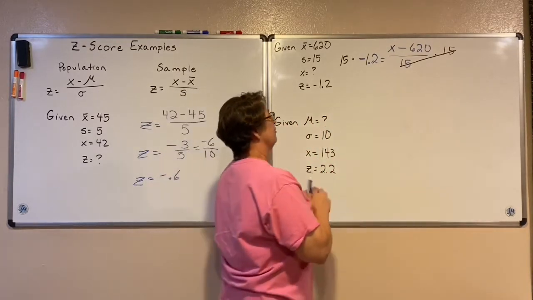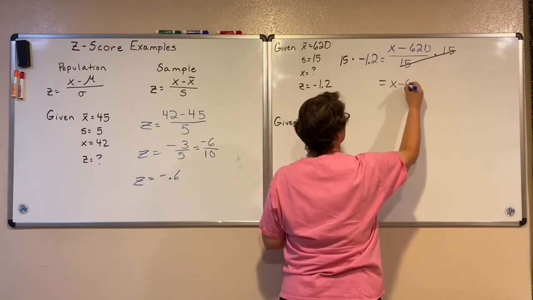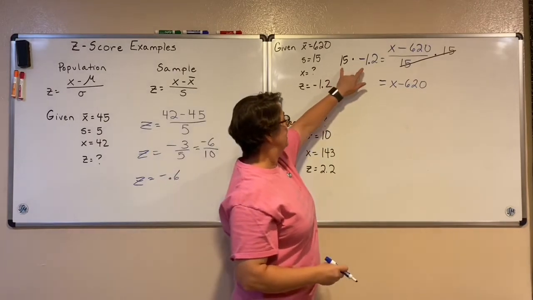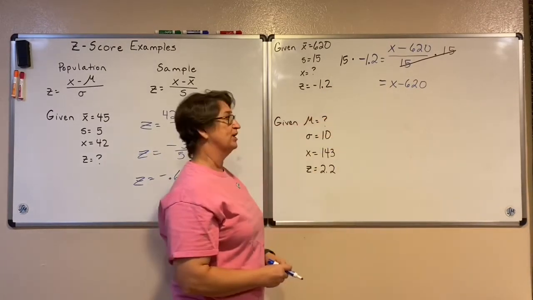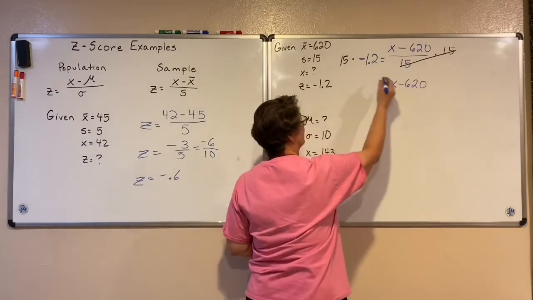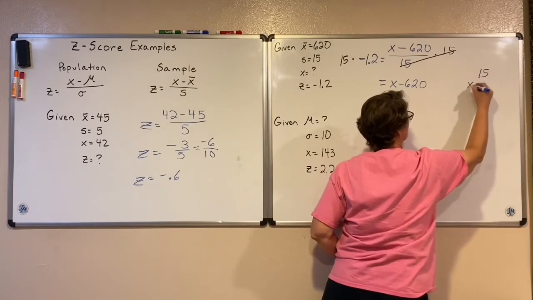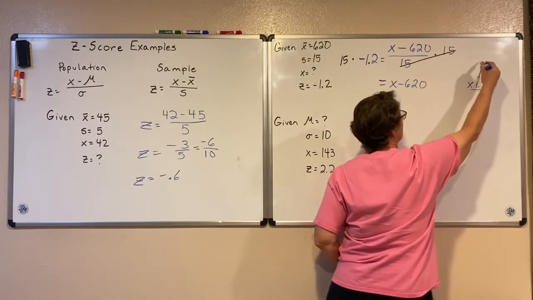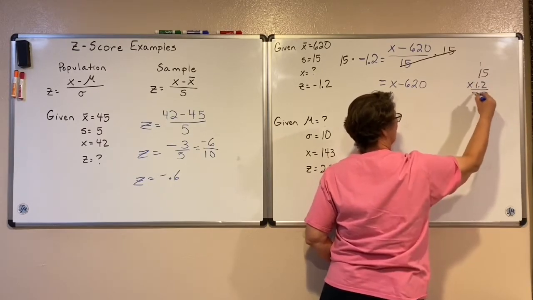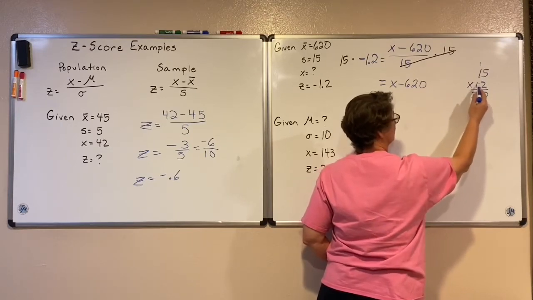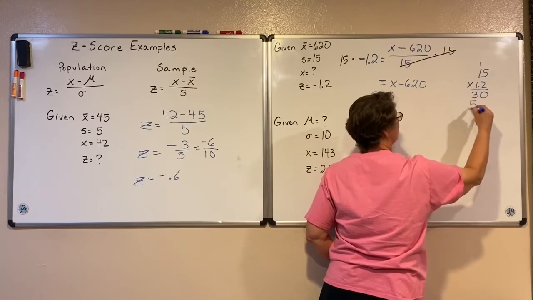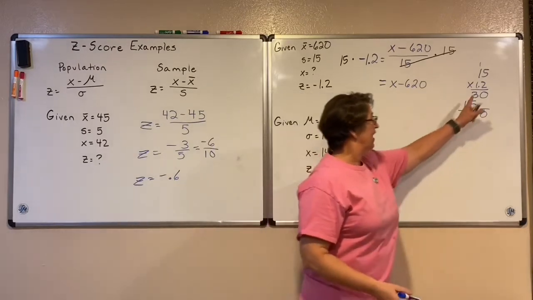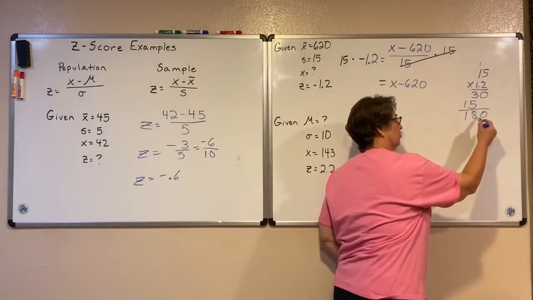Then on the right here, I'm left with x minus 620. And on the left, I'm just multiplying 15 times 1.2, or 1 and 2/10. So 15, let's do that off to the side, 15 times 1.2. Ignore the decimal for a minute and just multiply. So 2 times 5 is 10, carry your 1. 2 times 1 is 2, plus 1 makes 3. Move over a spot for that tens place. So 1 times 5 is 5, 1 times 1 is 1. Add together. Now I'm going to worry about the decimal, and that decimal is just over one spot. So I put my decimal here.